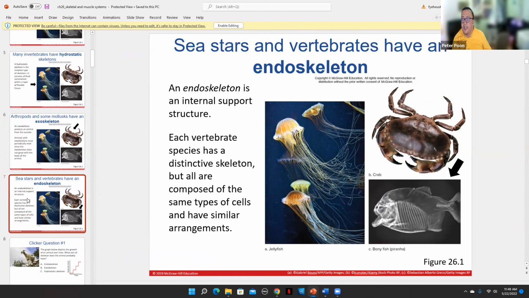Okay. Sea stars and vertebrates have an endoskeleton. Endoskeleton is an internal support structure.